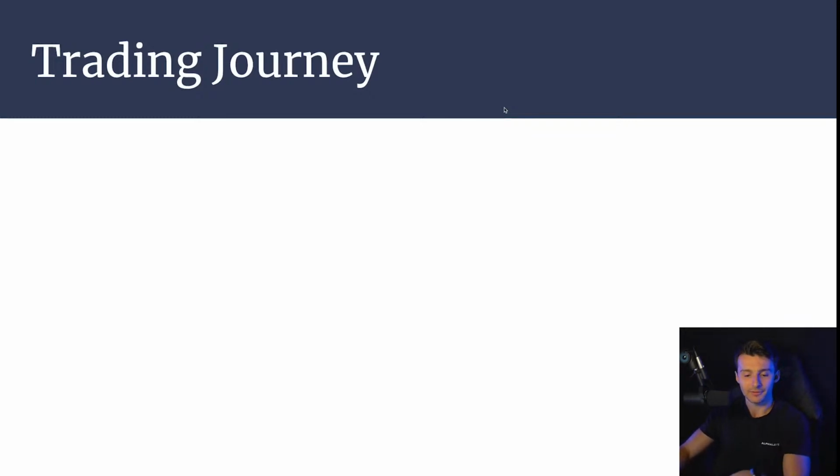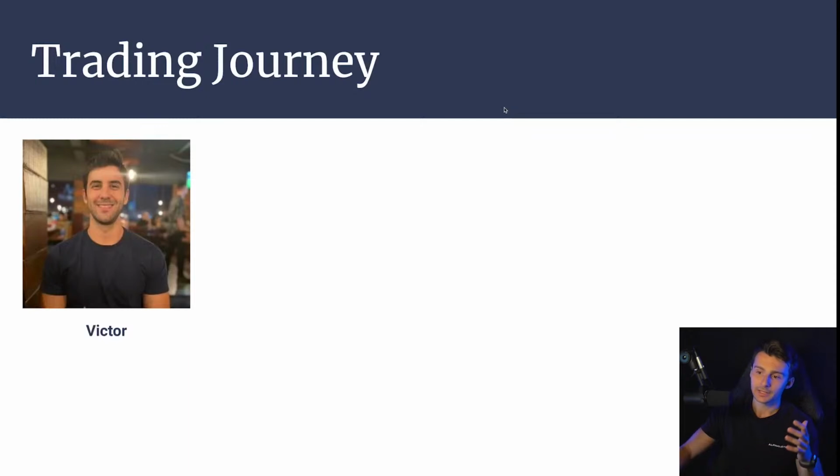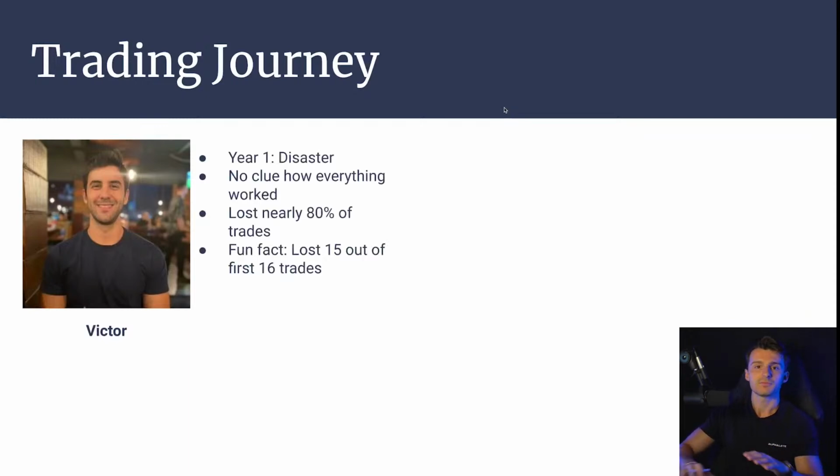And I want to bring in my journey from time to time here because it is similar. Victor started things off. First year was an absolute disaster. Didn't know how things worked. Lost 80% of trades roughly. And check this out. When he told me this, I almost didn't believe it because it's tough when you think about probabilities and how trading is just a probability game. Losing 15 out of 16 trades. That's almost hard to do. If you're just flipping a coin and guessing, it's almost hard to do that. But sometimes that's how it goes.